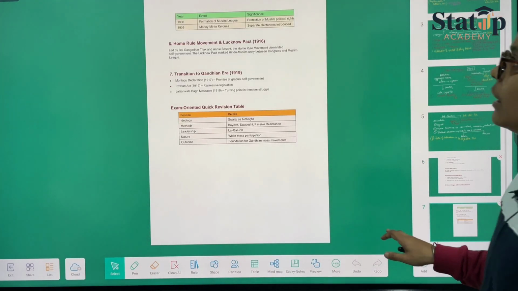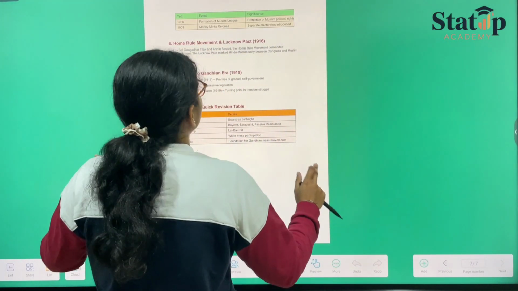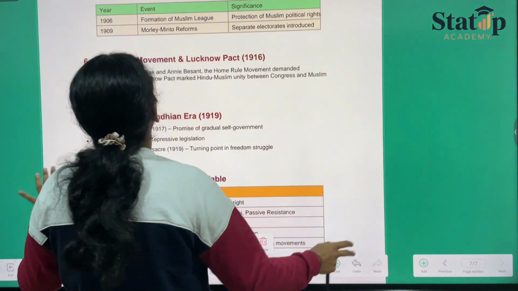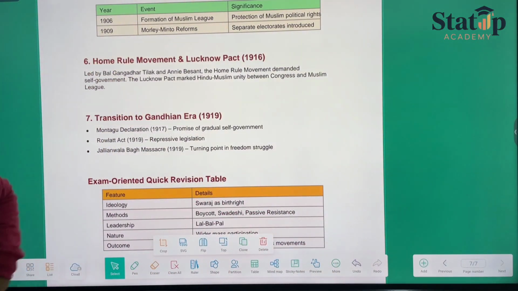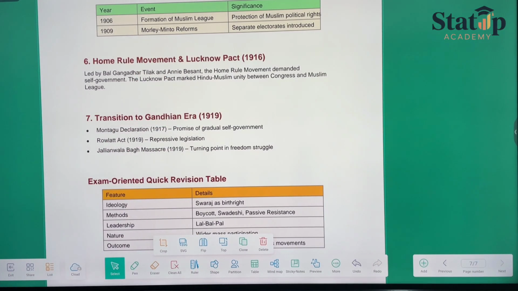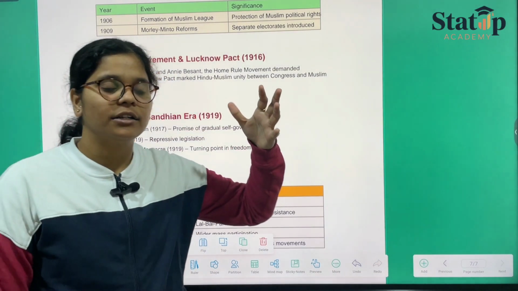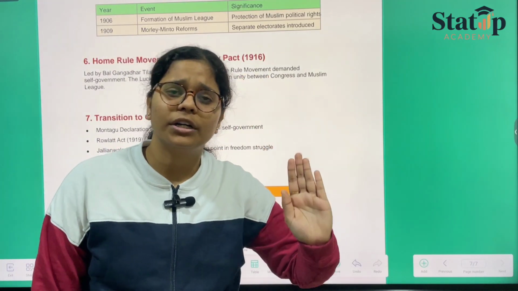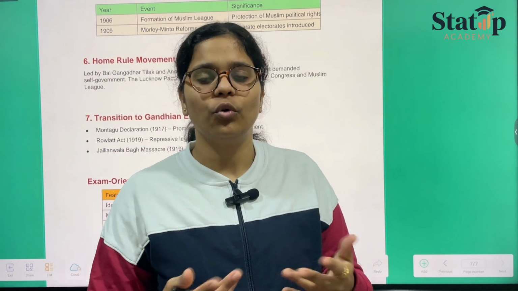Then we have the formation of the Muslim League. We have already talked about this in detail, and then came the Morley-Minto reforms, that is, the separate electorates were introduced. The Muslims did not want Swaraj, they did not want anything. They just wanted their own rights.